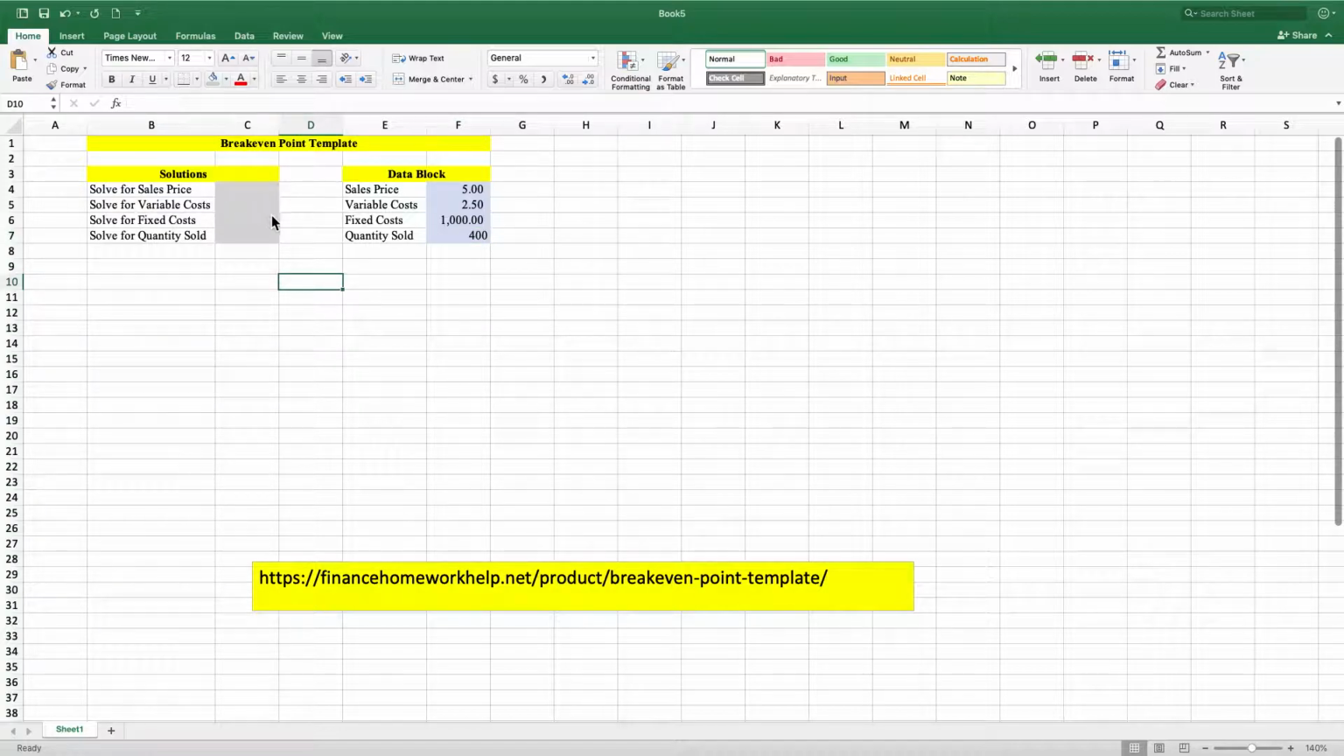Alright, so the first thing we're going to do is solve for the easiest component of these, and that's going to be for the quantity sold.